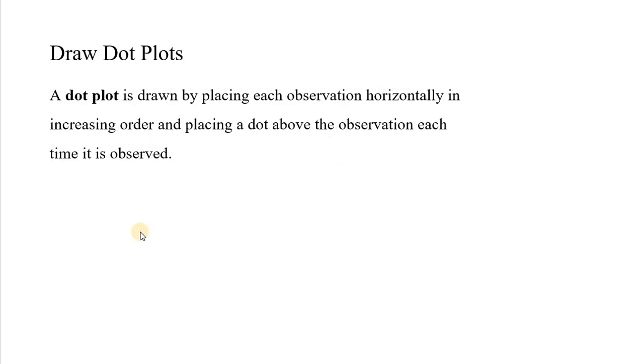Another plot that represents quantitative data is what we call a dot plot. A dot plot is drawn by placing each observation horizontally in increasing order and placing a dot above the observation each time it is observed. Sometimes we just represent the highest dot only and remove all of the bottom dots. Sometimes we include a dot for each observation.